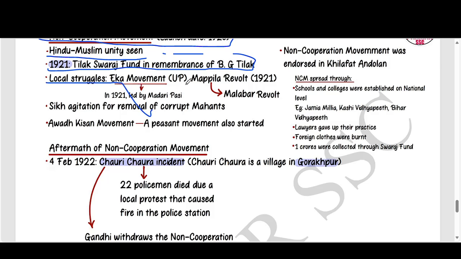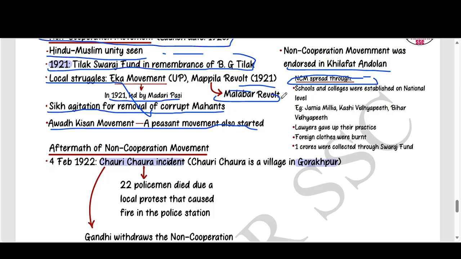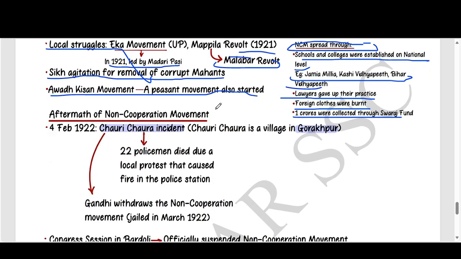Local struggles included the Eka movement in UP, the Mahipal movement in 1920, and the Malabar revolt in 1921 led by Mappilas. The Akali movement sought the removal of corrupt Mahants. The Awadh Kisan movement, a peasant movement, also started. The non-cooperation movement was launched along with the Khilafat Andolan. It spread to schools and colleges, and national institutions were established: Jamia Millia, Kashi Vidyapith, Bihar Vidyapith. Lawyers gave up their practice. Foreign clothes were burned. One crore was collected through the Swaraj Fund.